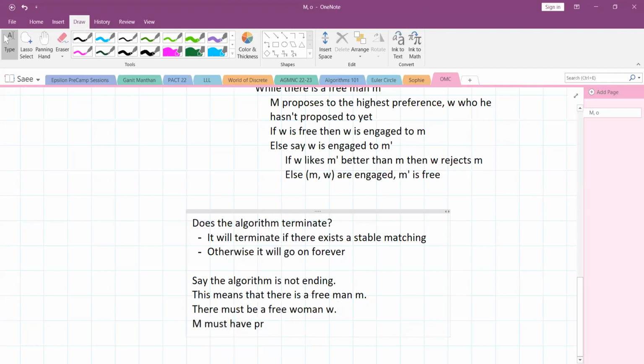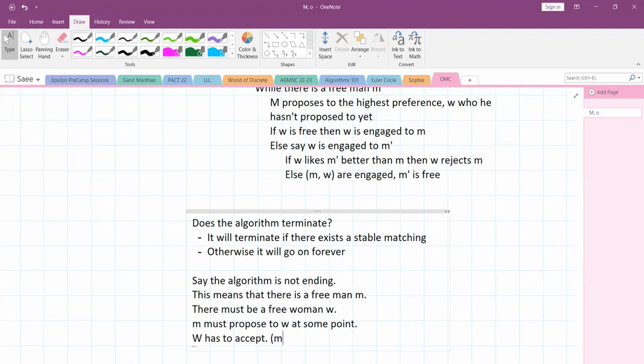M must propose to W at some point, right? Because he is free. So what does this mean? This means that W has to accept simply because of how the algorithm works, right? If W is free, then W has to get engaged to M. And after that, M will get engaged to somebody and then the algorithm will end. Make sense?